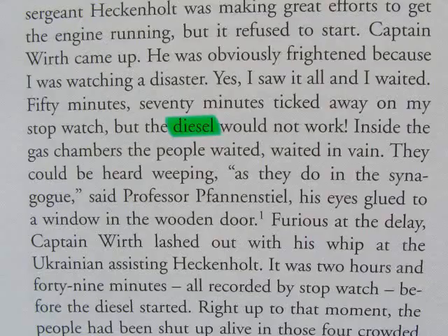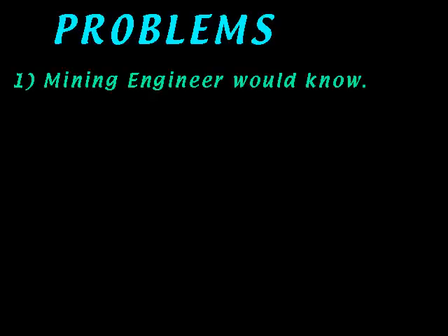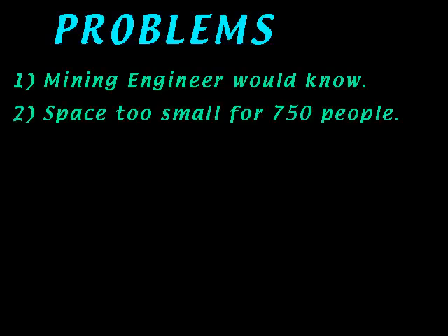First of all, Gerstein was a mining engineer. Miners operate engines underground. Gerstein would have known that diesel exhaust is far less dangerous than regular gasoline engine exhaust. The Germans wouldn't have used diesel. Second, 750 people can't fit in a room that size.